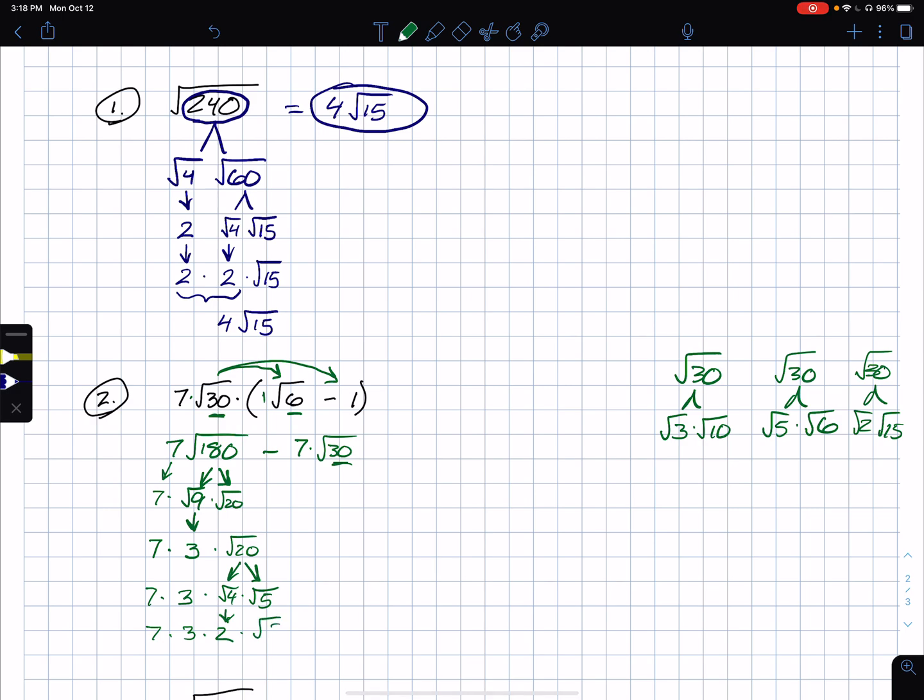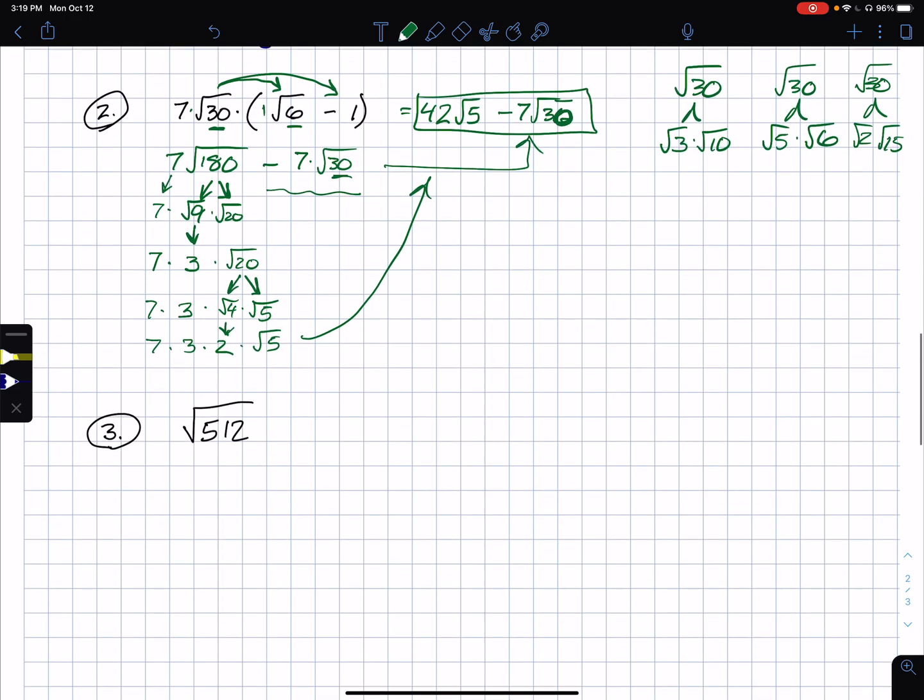times radical 5, which if we clean that up, what's that going to be? 42 radical 5. And then, of course, don't forget we had this part of the expression as well. So minus 7 radical 30. Oops, radical 30. There we go.